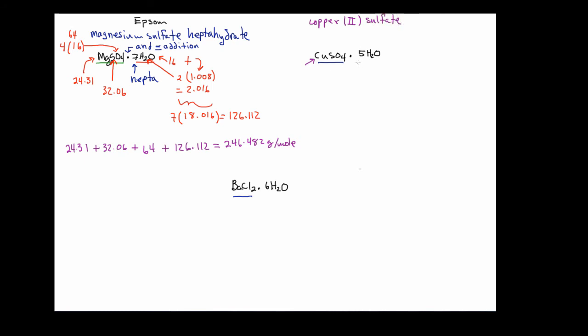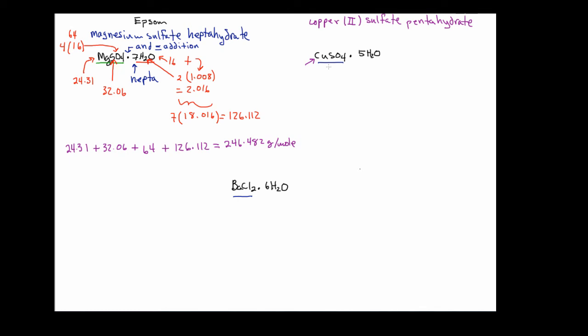All right, and then we notice that for the waters there are 5 of them, and we're going to use the prefix penta for 5, and it'll be pentahydrate. Okay, remember I have more videos on my website and on my YouTube channel that deal with naming ionic compounds if this seemed rusty to you.